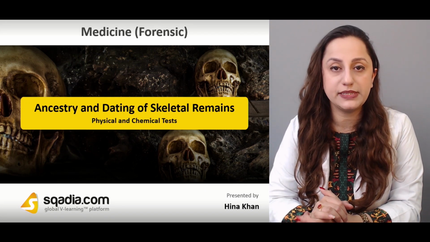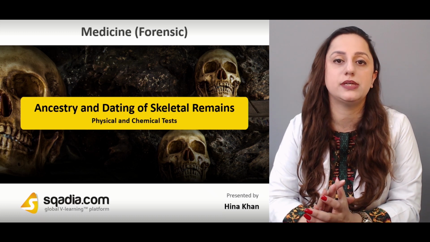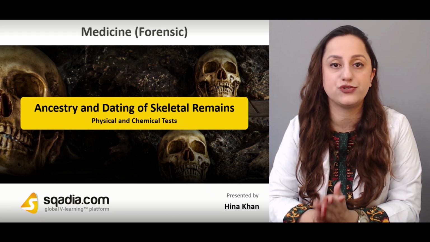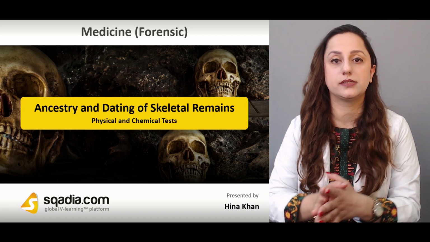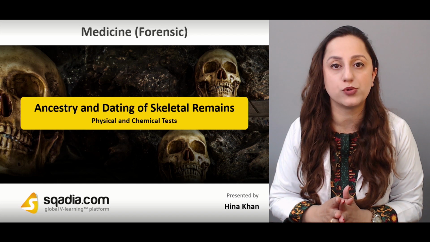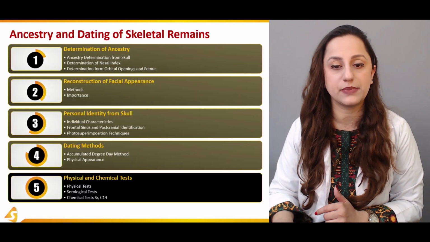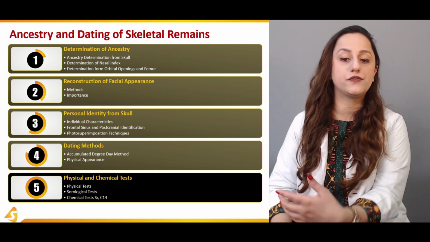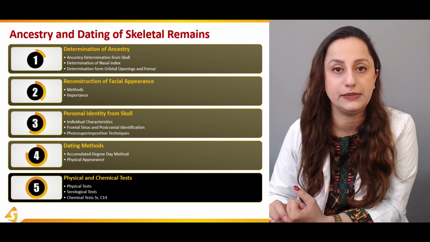In this section, we'll be dealing with the physical and the chemical tests that are performed to get back to the ancestry of any skeletalized remains that have been found, and to get back to the dating of the skeletal remains or the fragmentary bones that have been found at any site. So the mainstay for these chemical tests is strontium-90.